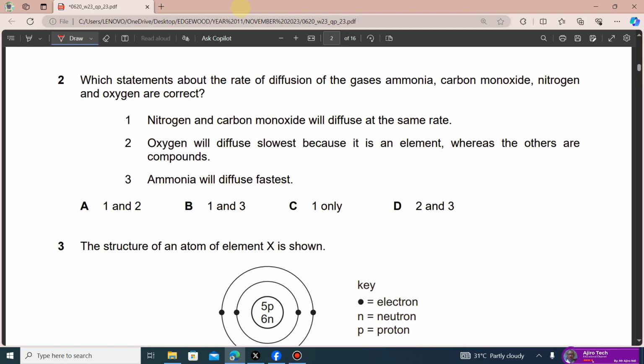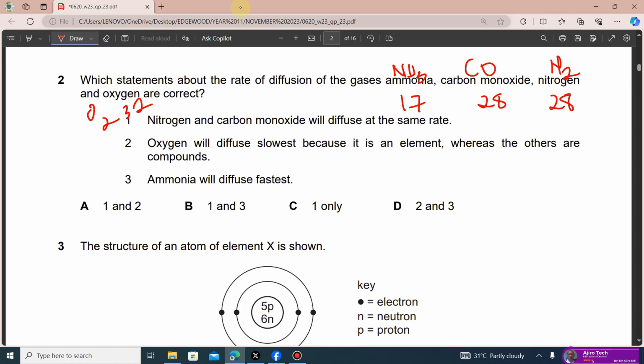Which statements about the rate of diffusion of the gases ammonia, carbon monoxide, nitrogen, and oxygen are correct? So for us to be able to relate information on the rate of diffusion, we have to get the masses of the gases. So ammonia is NH3 and it should have a mass of 17. Carbon monoxide should have a mass of 28, that is 12 plus 16. Nitrogen should have a mass of 28 as well, and oxygen, which is O2, should have a mass of 32.